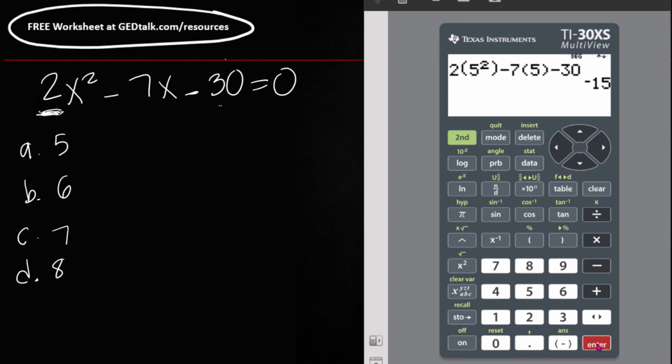So I know A is not an answer. Another way, instead of just inputting the number 5 as an x throughout the equation, what I could do is I could store 5 as x.